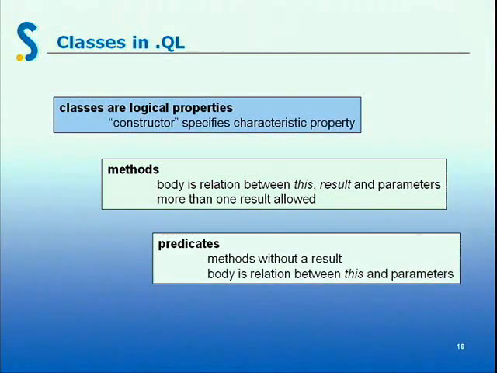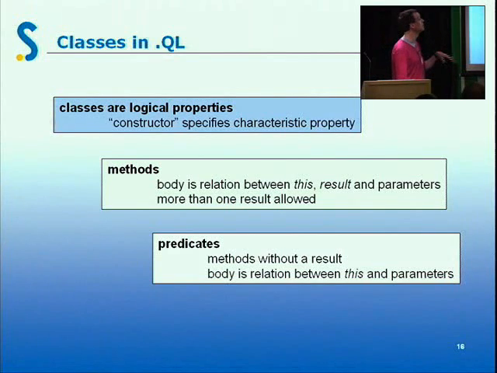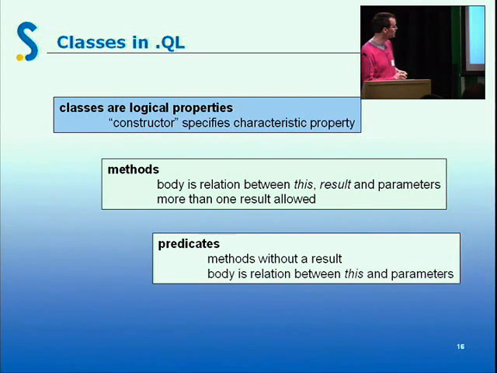So let me just summarize that. In .QL, classes are just logical properties. When you write a constructor, that specifies what's special about that new type you've just defined. And when you define a method, that's just a relation between this, result, and possibly some parameters. A slightly subtle point is that it's actually allowed to have more than one result. And finally, there's predicates, which are just logical properties like the fact that no type corresponds to a class attribute.